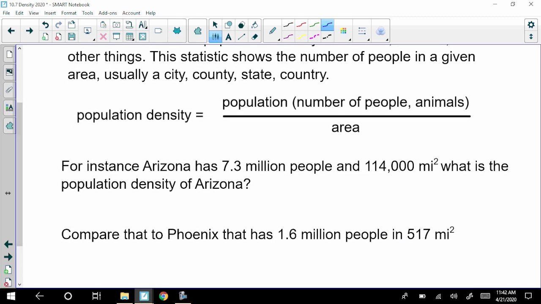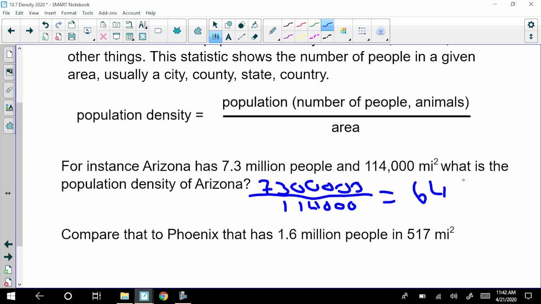So here's a real quick example. Arizona has 7.3 million people and about 114,000 square miles. What's the population density of Arizona? It was really straightforward. We're just going to do 7.3 million divided by 114,000. Plug that into our calculator and we get 64. What does that 64 represent? That's people per square mile. Right? And that's a pretty low population density for an entire state.